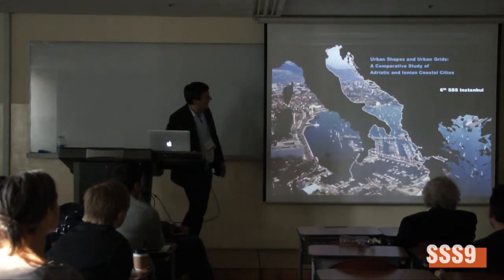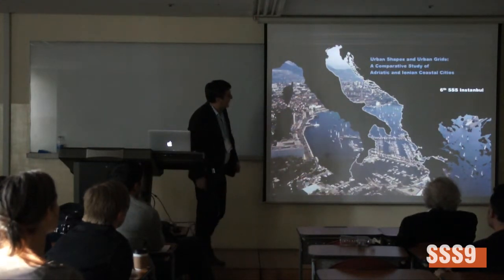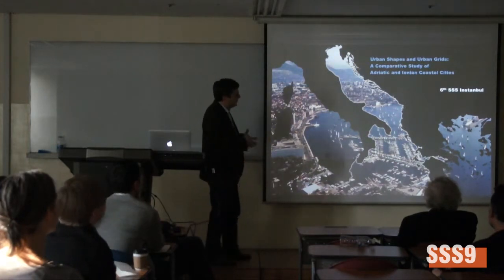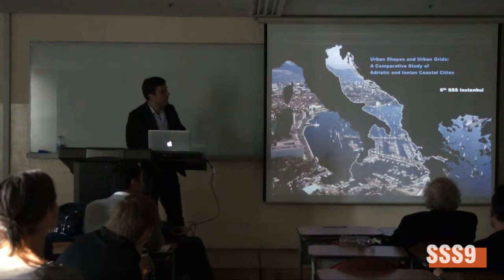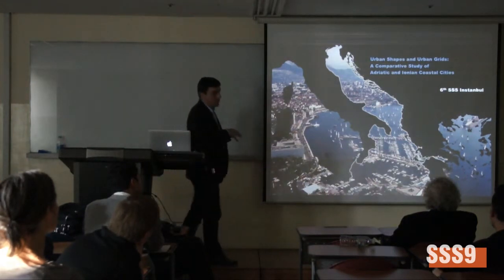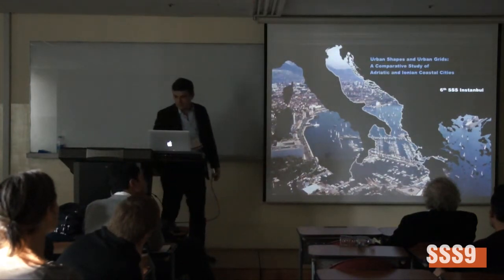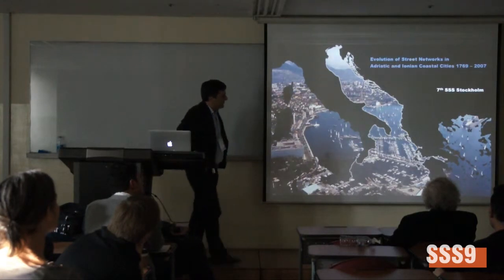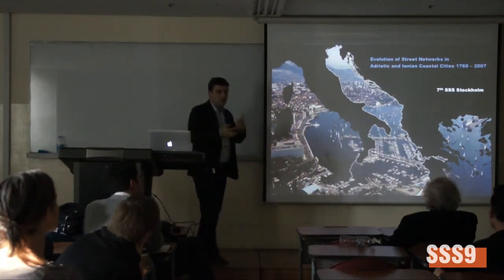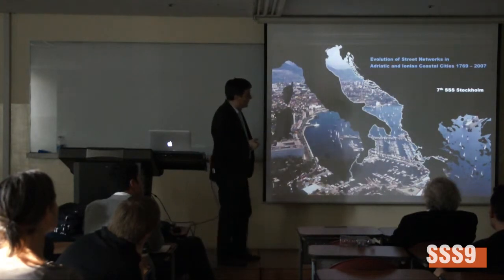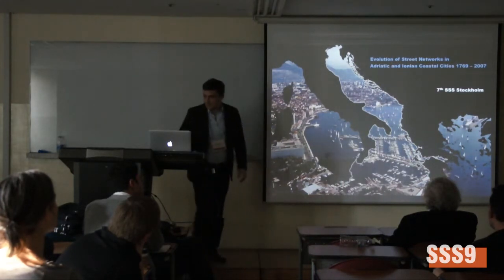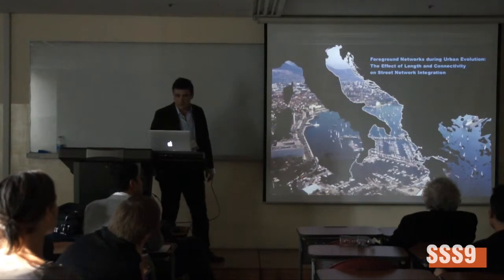And back in Istanbul, I was looking at the impact of urban shape, the shape of urbanized territory, on various syntactic measures of the street network. And in Stockholm, I was most interested in the effect of various street patterns, how urban growth occurred according to various models. And this time I'm looking at something else.